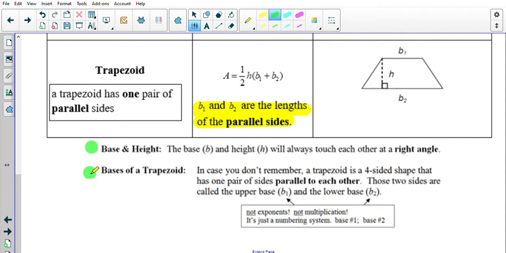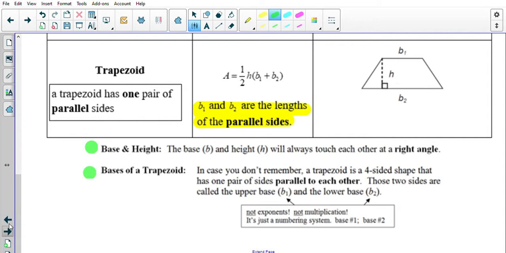And for the bases of a trapezoid, in case you don't remember, a trapezoid is a four-sided shape that has one pair of sides parallel to each other. Those sides are called the upper base, b sub 1, and the lower base, b sub 2. It's just a way to number your two bases. It's not multiplication, it's not exponents, or anything like that.